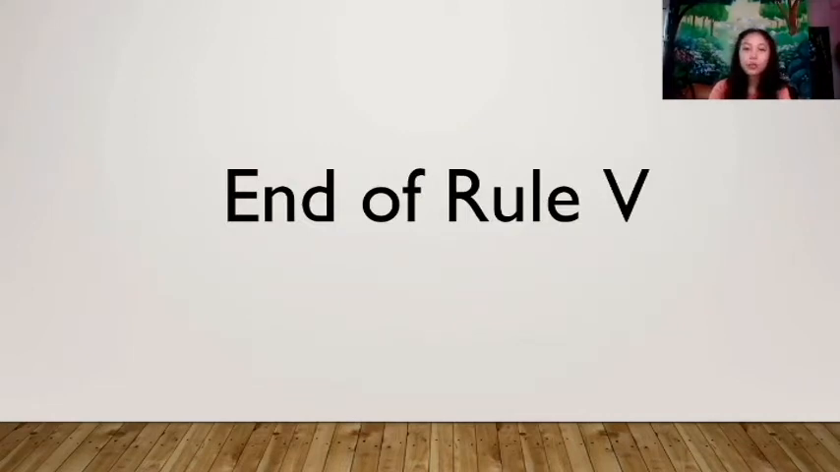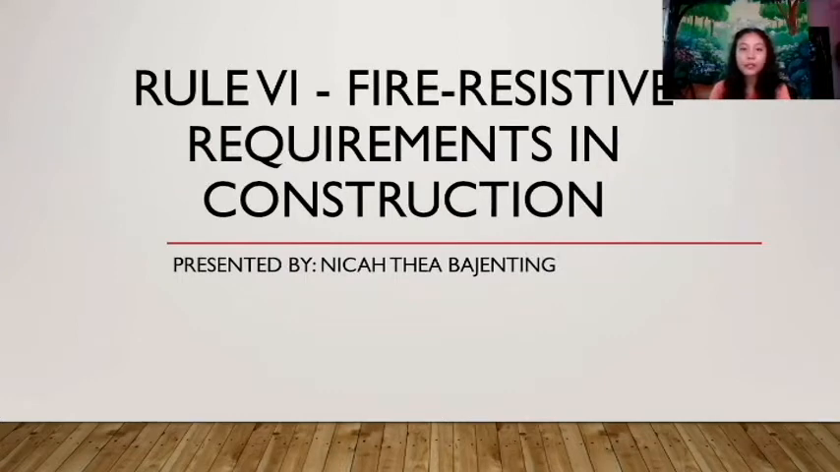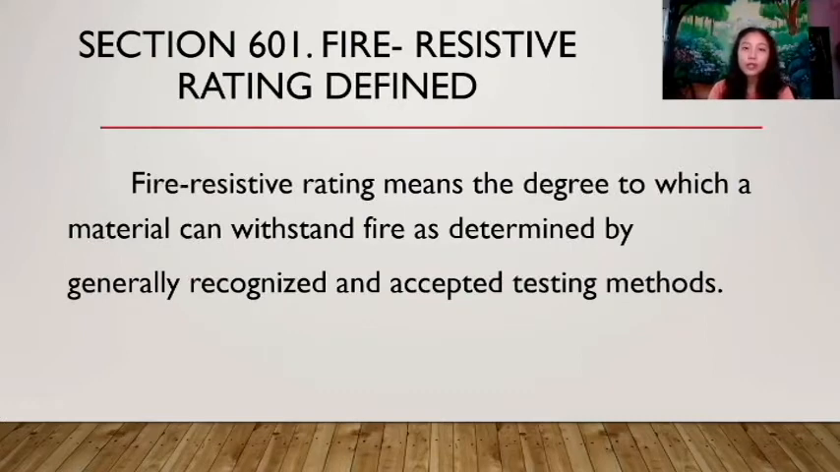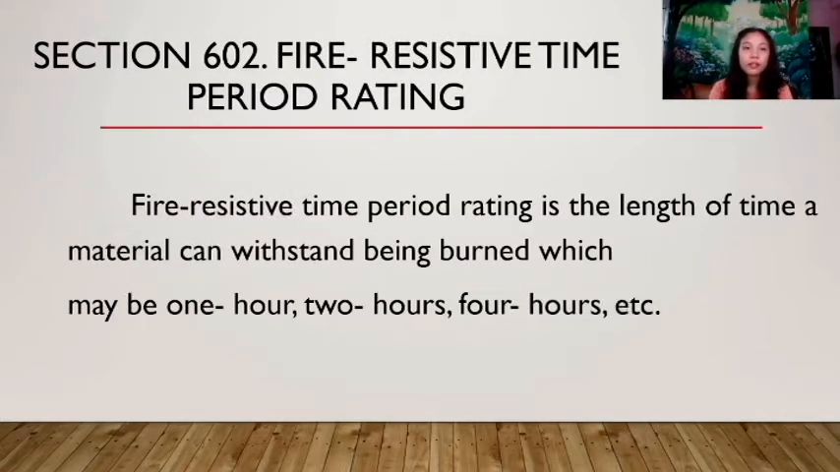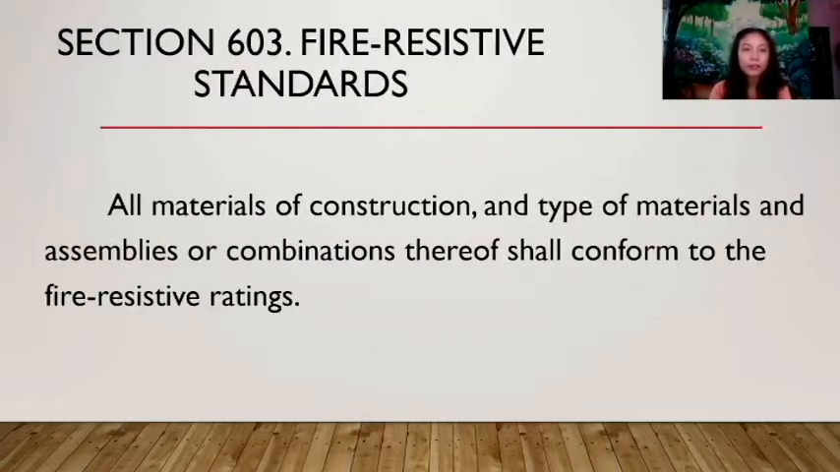Let's then proceed to Rule 6, which talks about the fire resistive requirements in construction. Section 601 talks about fire resistive rating. Fire resistive rating means the degree to which a material can withstand fire as determined by generally recognized and accepted testing methods. Section 602, Fire resistive time period rating. Fire resistive time period rating is the length of time a material can withstand being burned, which may be 1 hour, 2 hours, 4 hours, and so on.